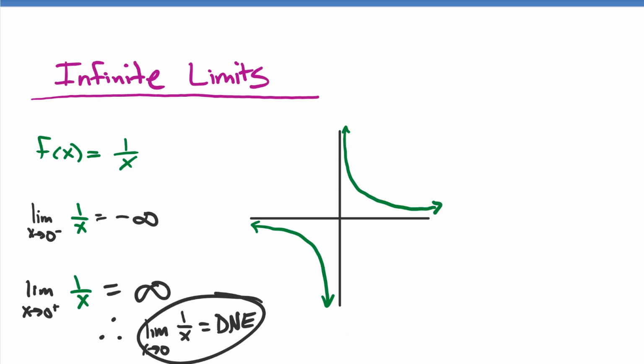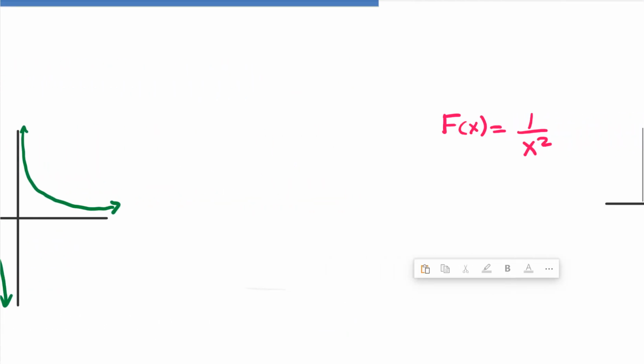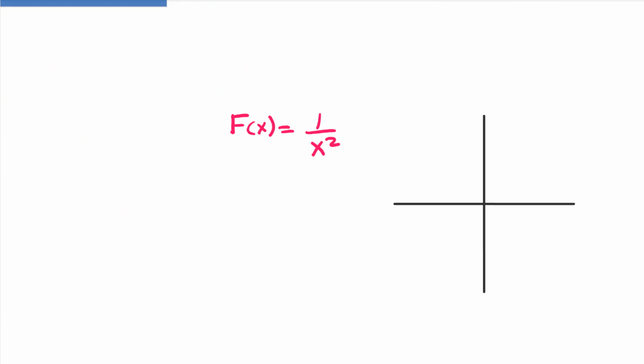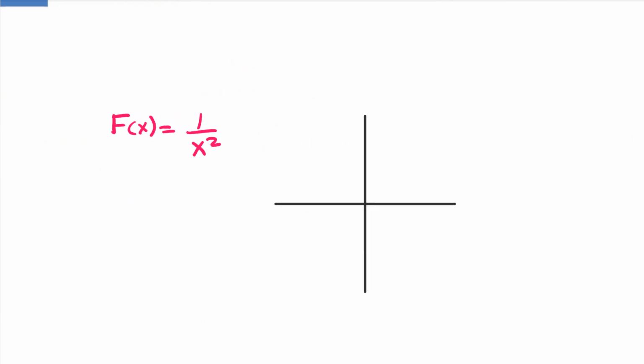Okay. Now let's move to another one. I got one right over here. It's very similar. It's just f of x equals 1 over x squared.